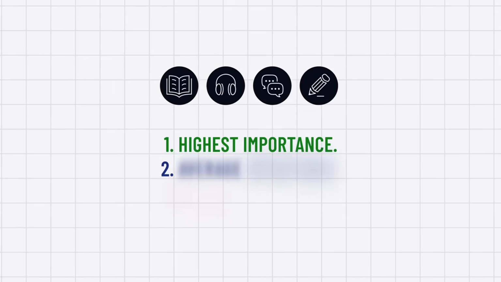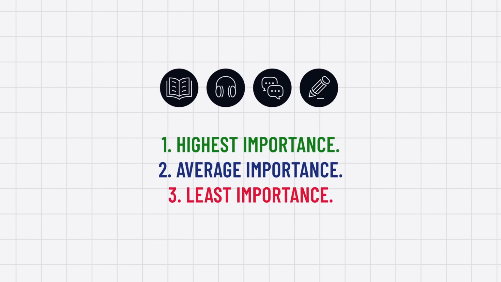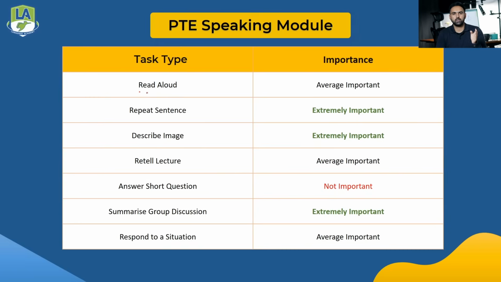Now let's get started with this video. I will be breaking down each and every question type into three different categories: one with the highest importance, average importance, and least importance. Let's start with read aloud.